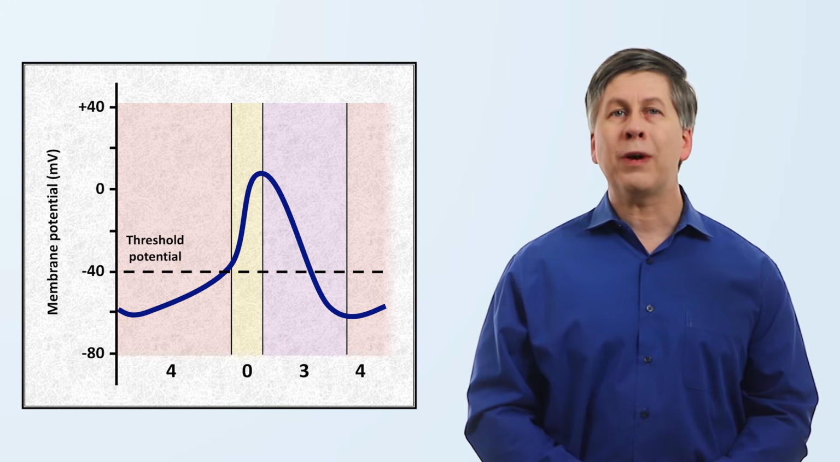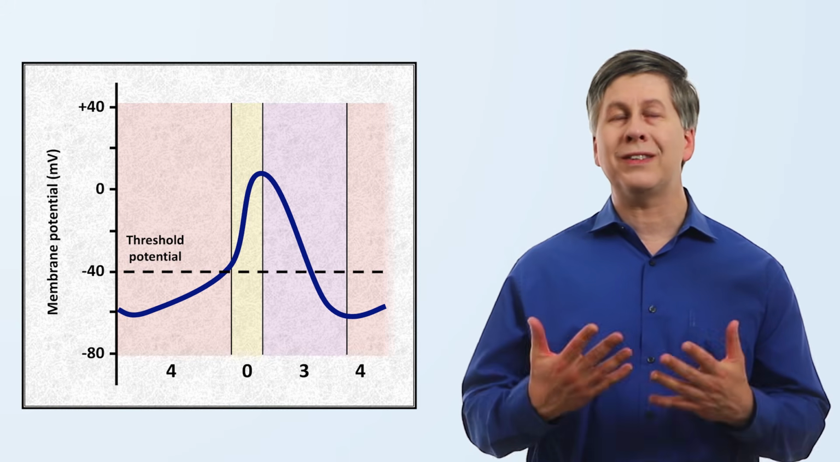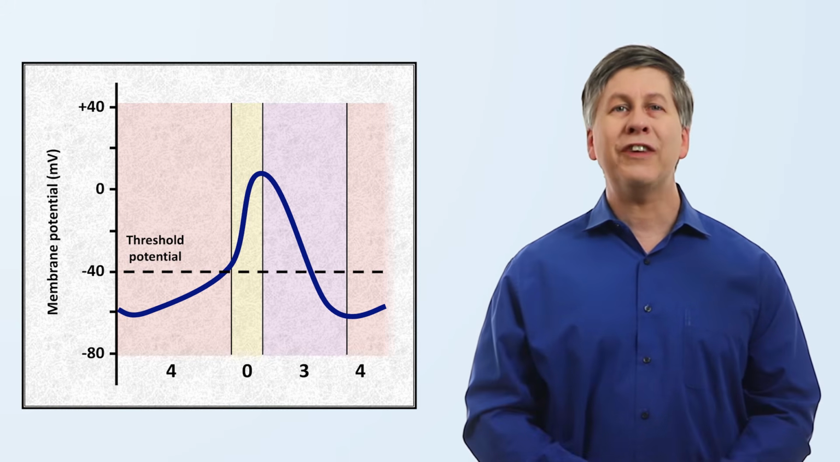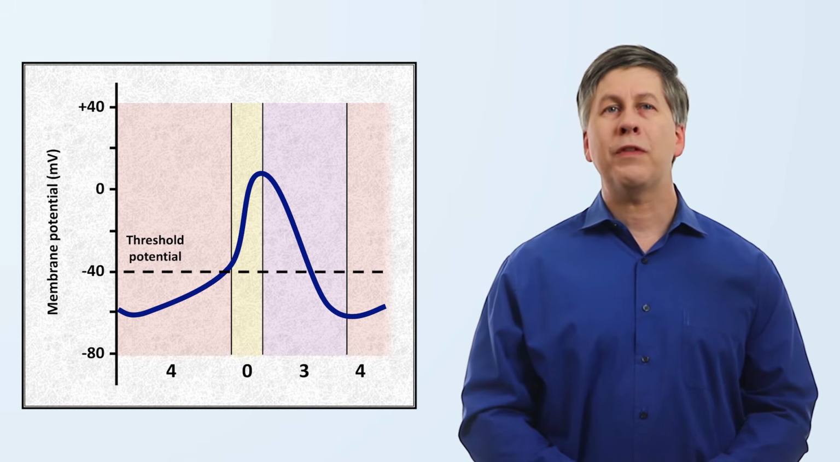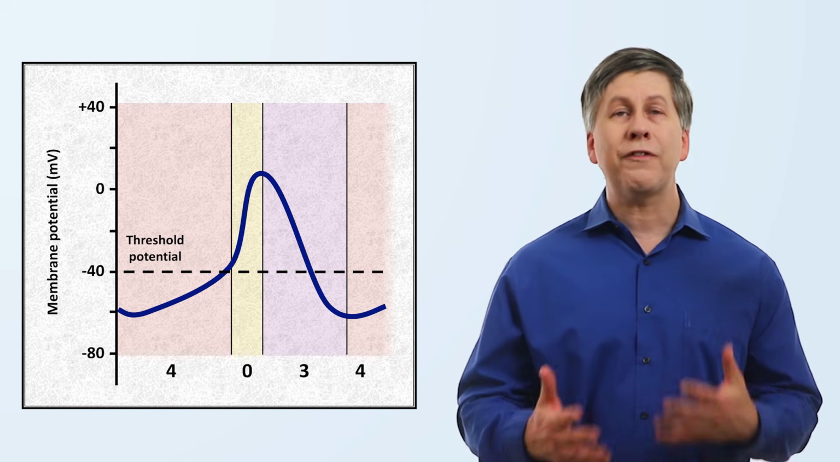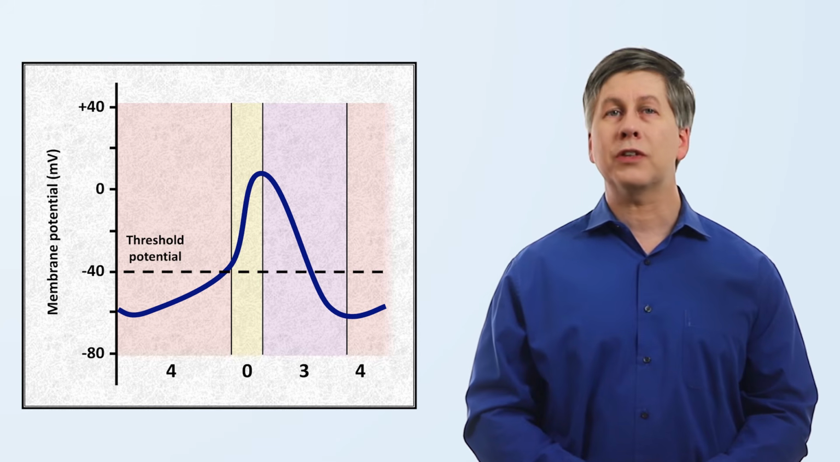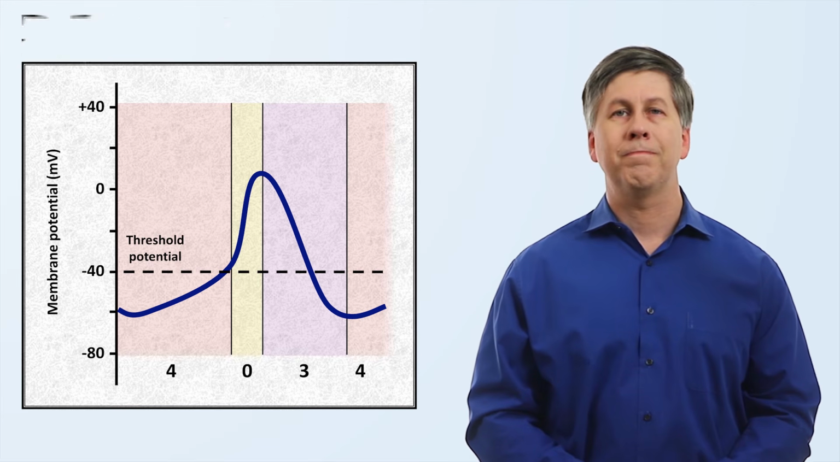Notably, the minimum membrane voltage in cells that exhibit spontaneous depolarization is significantly less negative than the resting membrane potential of about negative 90 millivolts that's characteristic of most cardiomyocytes.